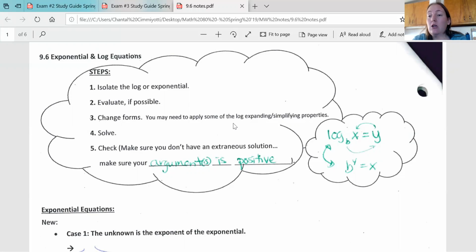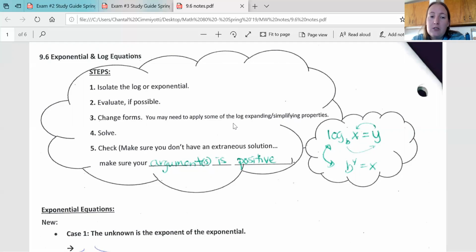If not, then you change forms. So if it's a log, you change it to an exponential, and if it's an exponential to a log. Sometimes your values are too big to use them directly, and so you might need to expand or simplify the properties. Sometimes you have your unknown in more than one place, and so you need to simplify it in order to put it in one spot. So you'll see a couple examples of that. And then from there, you solve.